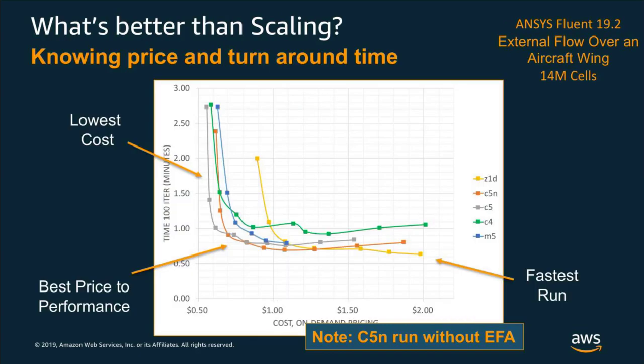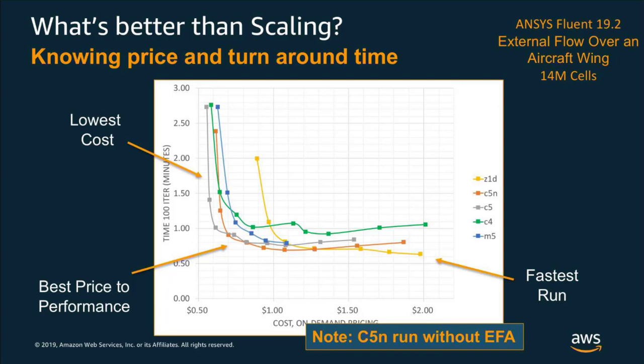But what's better than knowing the scaling behavior of an application? What really matters to the users of HPC software is how quickly will I get my run back and how much did it cost? I encourage you to plot your scaling curves, but to also plot cost versus turnaround time curves and to take a good look at these metrics.